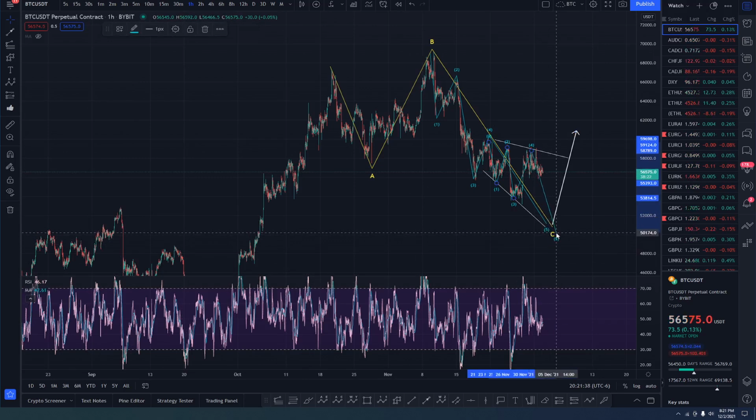So there's a possibility, guys, that we could have a dumpy day tomorrow, and over the weekend we dump down and get down to 50 to 48K. That's a possible way that the chart can play. Now, the question is, how does it go there? Well, we'll look at that in just a moment.